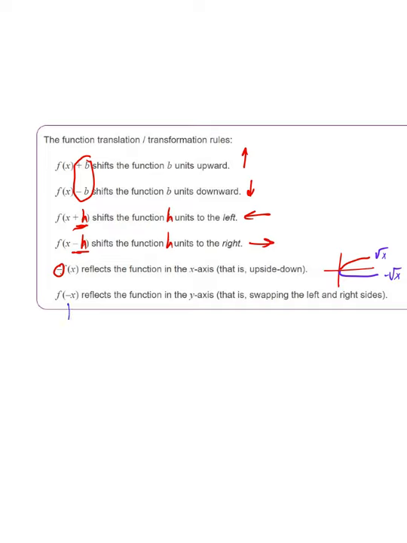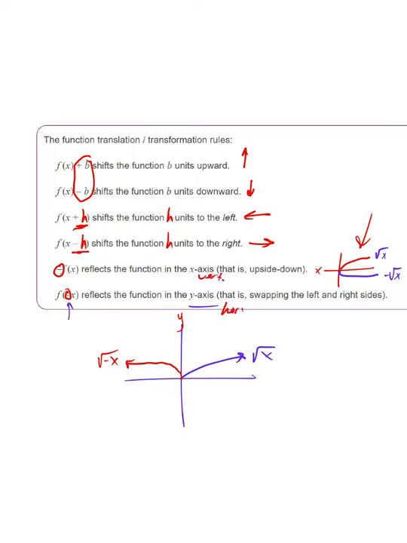And if the negative is within, then it's a reflection over the y. So this would be root of x, and if the negative is within, then we reflect over the y-axis, and this is now the square root of negative x. So reflection over the y versus reflection over the x. It's really just getting used to where those negatives are, and that's going to tell you what direction. Is it over the x, which means it's a vertical? Or is it over the y, which means it's a horizontal reflection? All right.